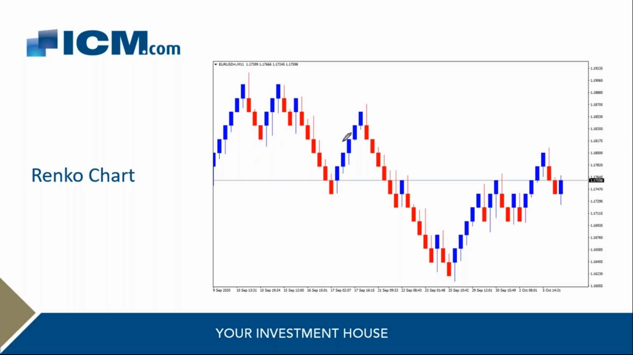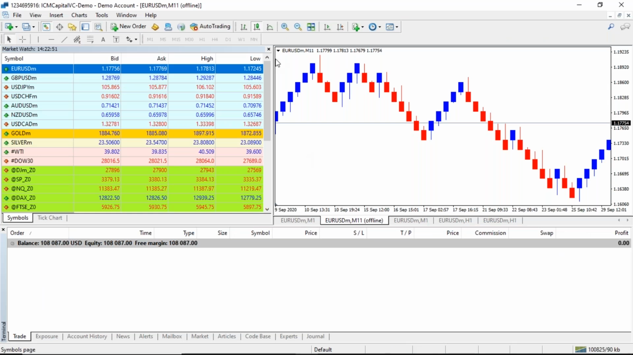This is erasing a lot of noise, filtering out a lot of noise in the market, and making it more clear how the trend is. So this is a Renko chart. Now before moving to support and resistance, I'm going to go to the MetaTrader 4 platform to explain to you how you can use these charts.